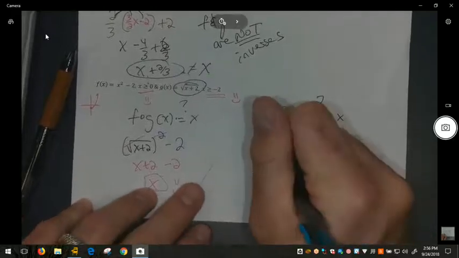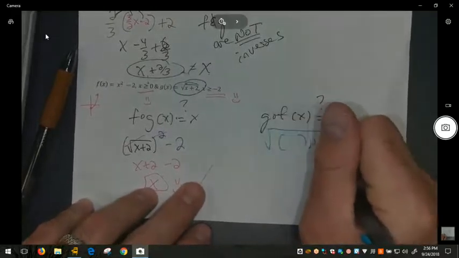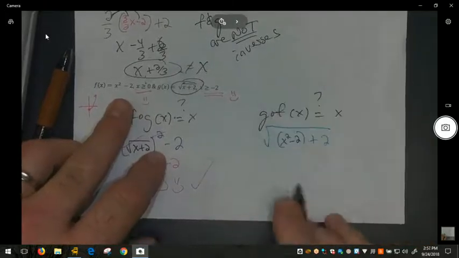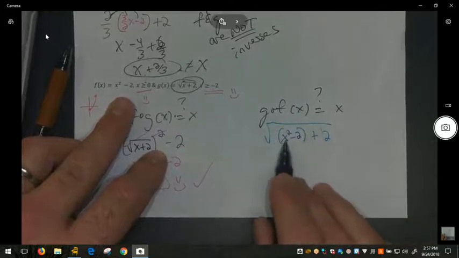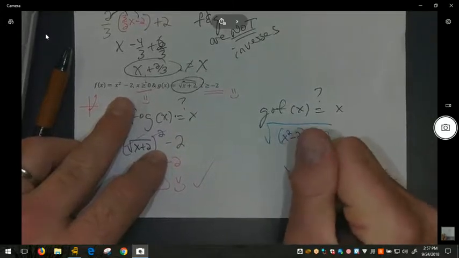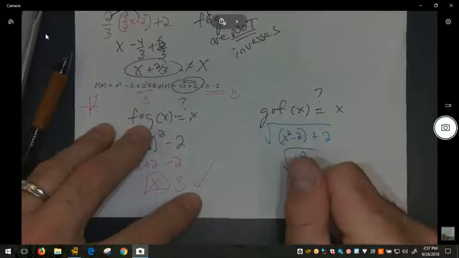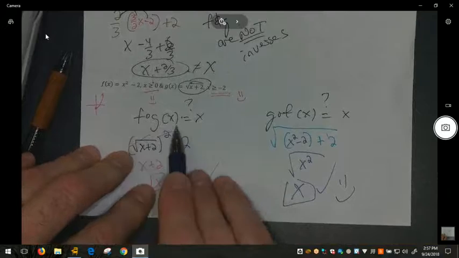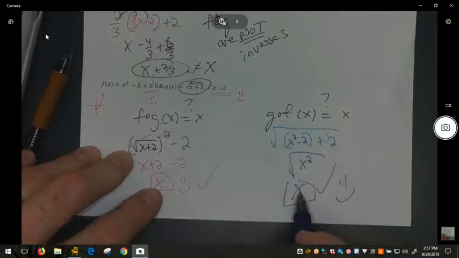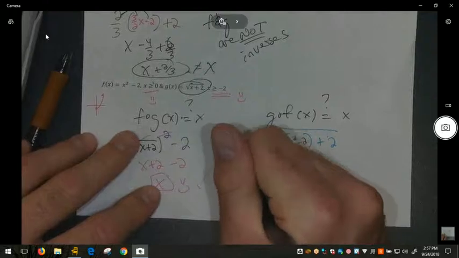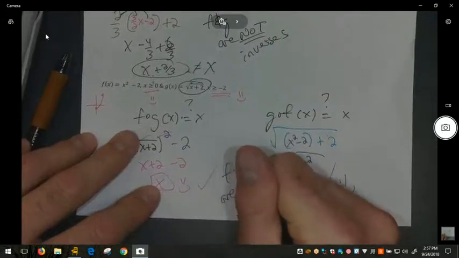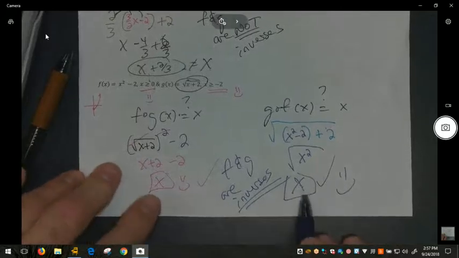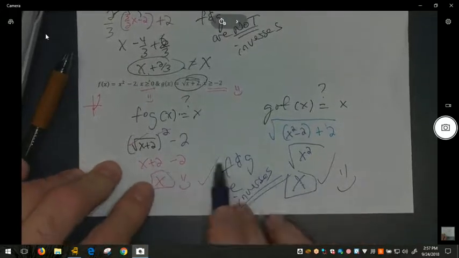g of f of x. We have g, and then for x, we're plugging in f of x. So that's going to give us our x squared minus 2. When I simplify the radicand, x squared minus 2 plus 2 is just x squared. When I take the square root of x squared, I get x. So, because both f of g of x and g of f of x reduced to x, f and g are inverses.